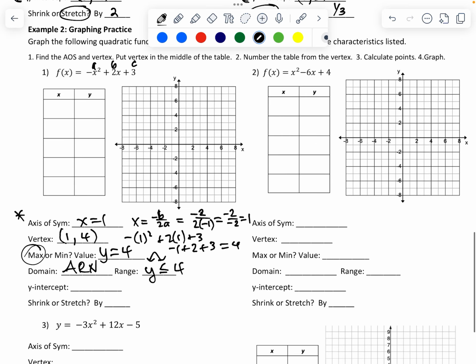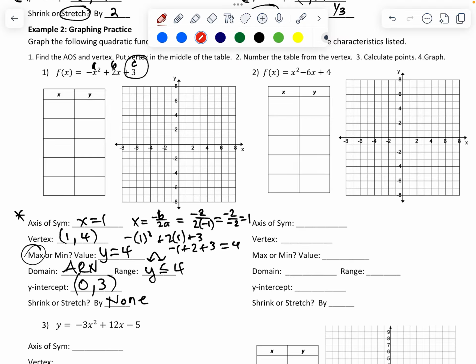The y-intercept is the c value, so (0, 3). And is it a shrink or stretch? In this case, because the a value is 1, this is none. It's not going to shrink or stretch. It's just a reflection of the parent function, so it just turns down. The parent function does not have a shrink or stretch, only if there's a number in the front besides 1.